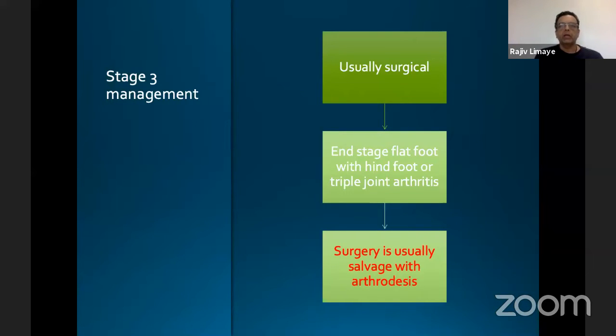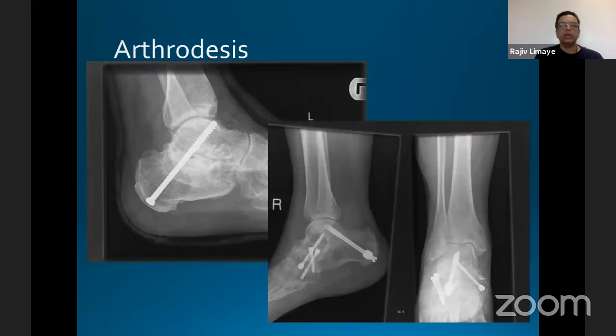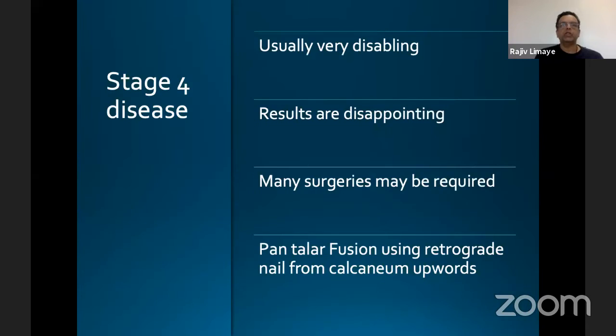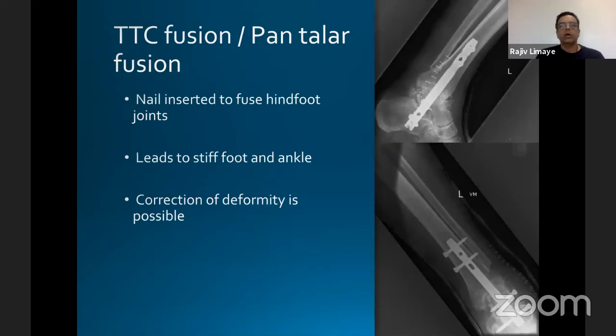In stage 3, the end stage flat foot deformity with hindfoot arthritis, surgery is done as a salvage procedure with some form of arthrodesis, so either subtalar joint arthritis leading to subtalar joint fusion, or triple arthrodesis, or even in stage 4, when it becomes very disabling, pantalar fusion or hindfoot fusion, including tibiotalocalcaneal fusion, using either a long nail or a plate. It does lead to correction of the deformity. However, it leads to a very stiff hindfoot.